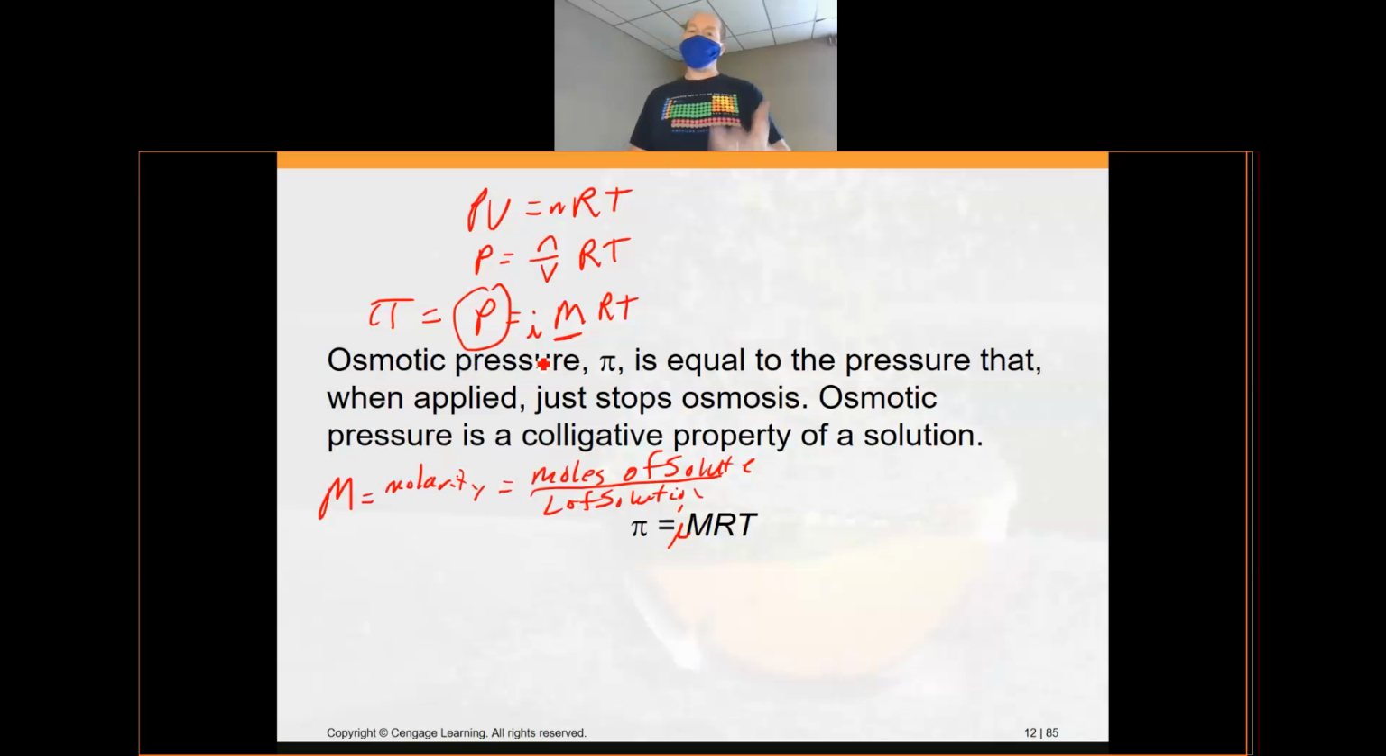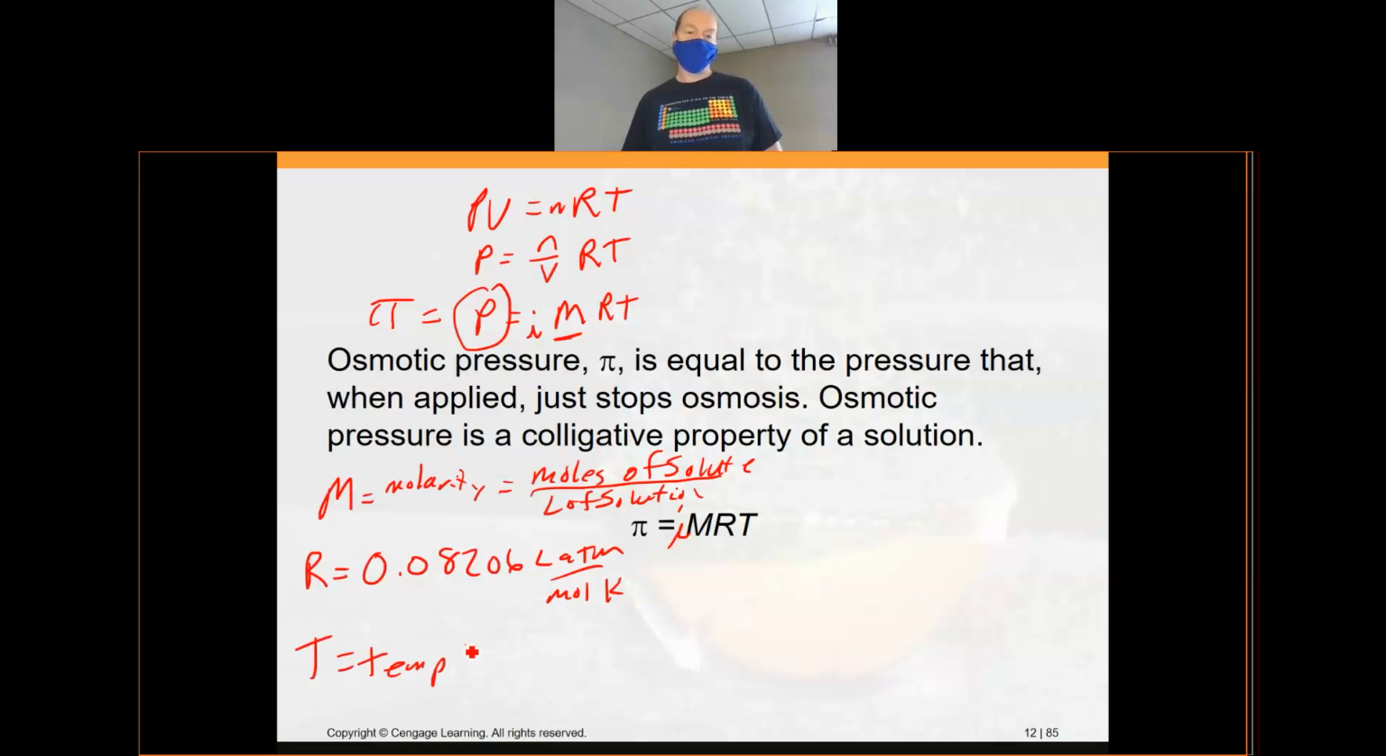Now, with PV equals nRT, we always use the same R value, and we are going to use that same R value here, and that is 0.08206. We need liters, atmospheres, moles, and Kelvin, which also leads us to our temperature, which has to be in Kelvin. So don't miss this question because you did not convert your temperature into Kelvin. Anytime you have T, it is 100% of the time in Kelvin. Delta T, then that can be Kelvin or Celsius. But if it is T, it is Kelvin 100% of the time.